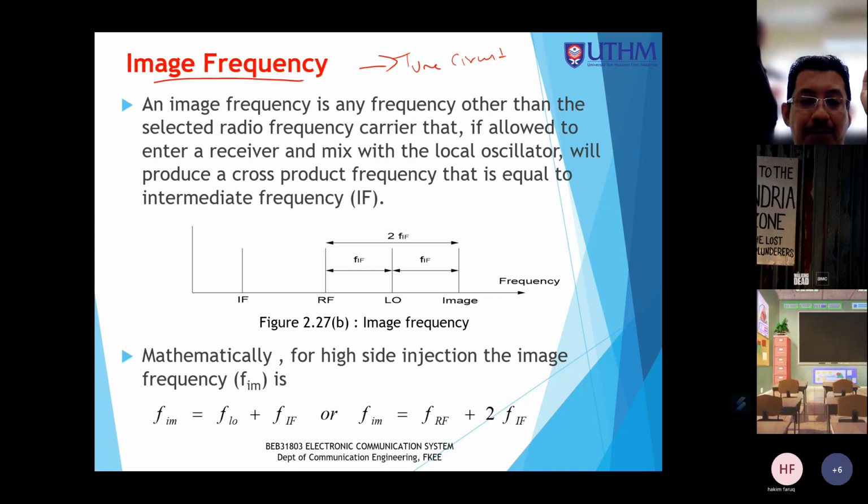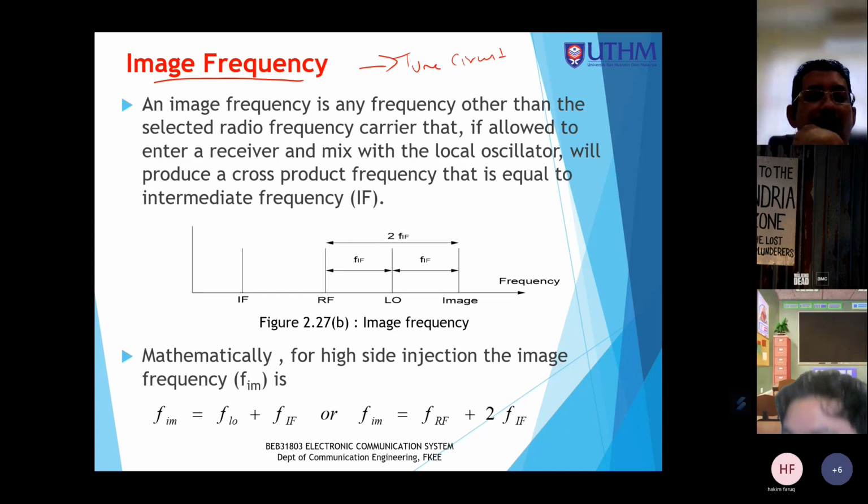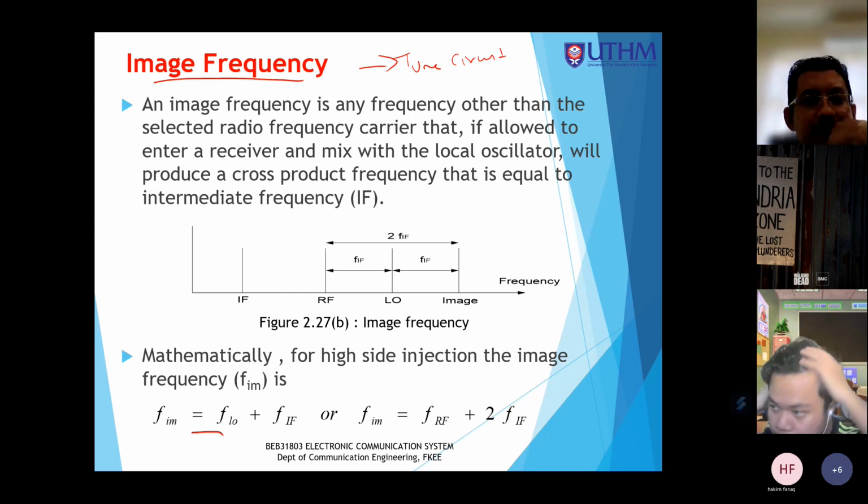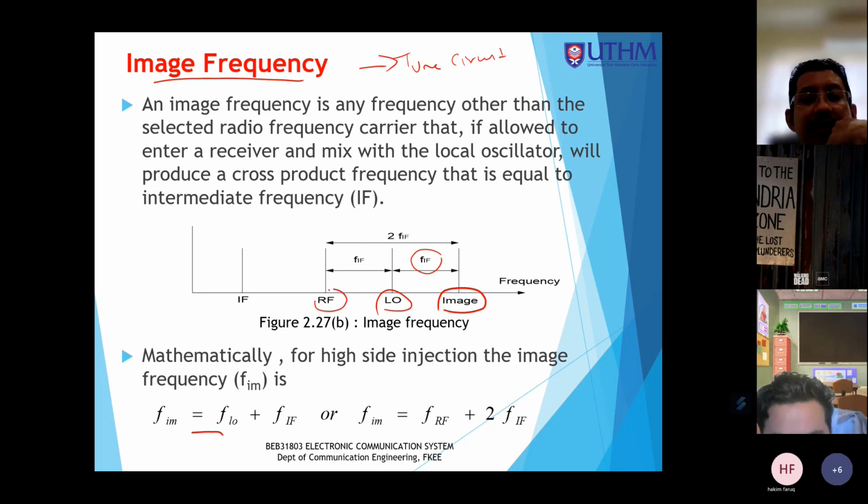frekuensi sebenar. Okay, so how we want to identify the image? So the image, if you see from here, image terletak pada jarak FIF daripada local oscillator dan dia terletak pada jarak 2 FIF daripada FRF. Ini adalah yang masuk ke dalam receiver. Okay, pada jarak 2 FIF daripada input frekuensi, maka terbentuknya dia punya image.